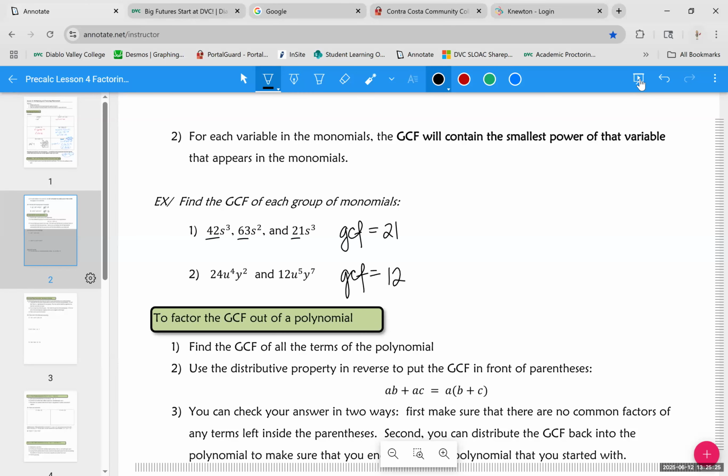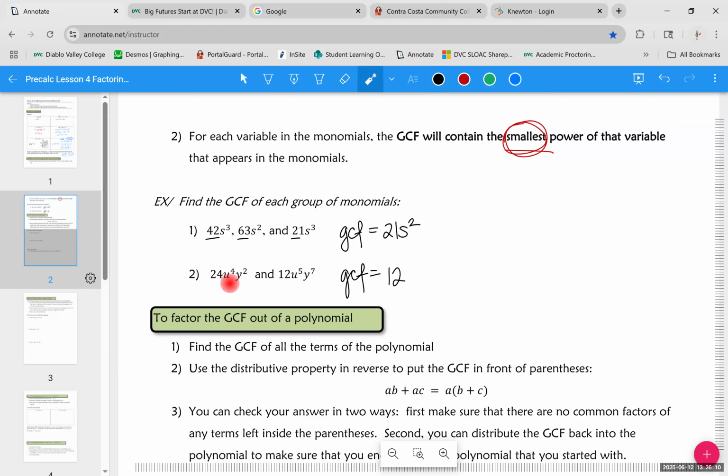Now you need to also look at the variables. How many variables are going to be in your greatest common factor, or your GCF? And the rule for that is right here at number 2. For each variable, the GCF will contain the smallest. That's the critical step. The smallest power of that variable that you see in all of the terms you're trying to factor. What's the lowest power of each variable that you have? So in this first example, I have an s cubed, an s squared, and an s cubed. So the smallest power would be s squared, and that would be my GCF of these 3 monomials here.